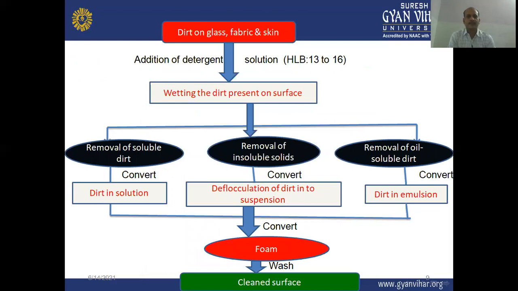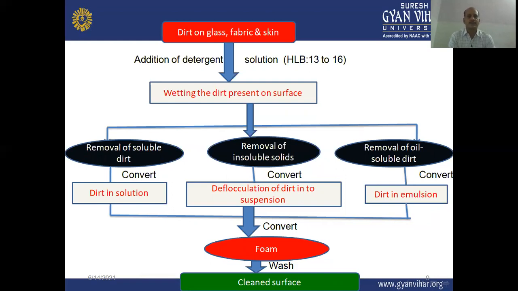When we go through the flow diagram here, you can find in this PPT the dirt on glass, fabric and skin, then the addition of detergent. You already know which type of surfactant can be used for detergency purposes: surfactants having an HLB value between 13 to 16 can be used as detergents.